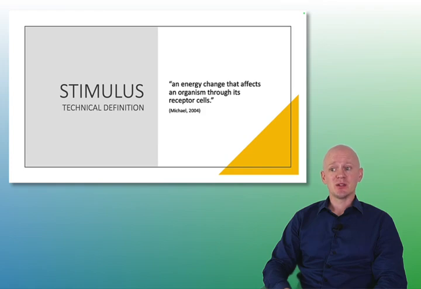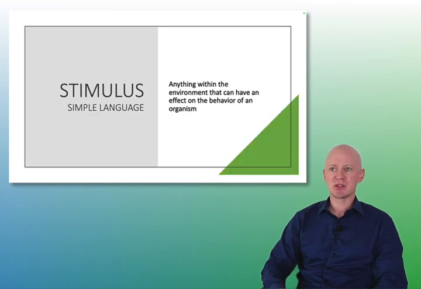Now that we're getting into the three-term contingency, part of the three-term contingency is the stimulus. The technical definition is an energy change that affects an organism through its receptor cells. Applied behavior analysts most often study the effects of stimulus changes that occur outside of the body, not necessarily inside the body, even though those stimulus changes can happen. In simple language, a stimulus is anything within the environment that can have an effect on a behavior or an organism.